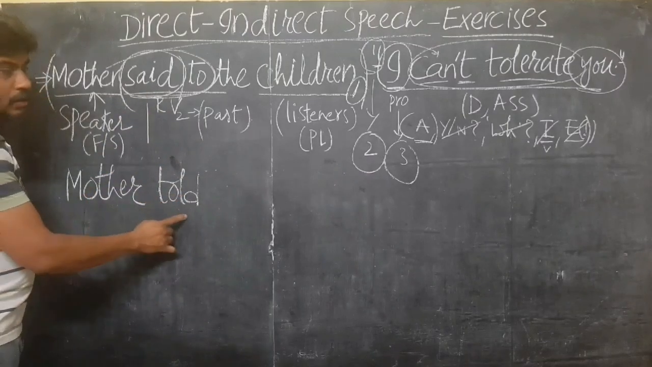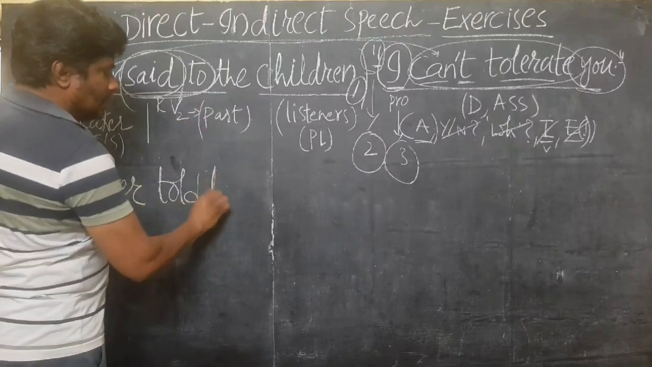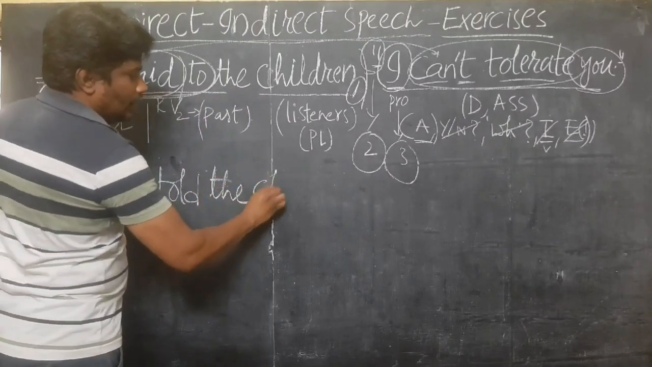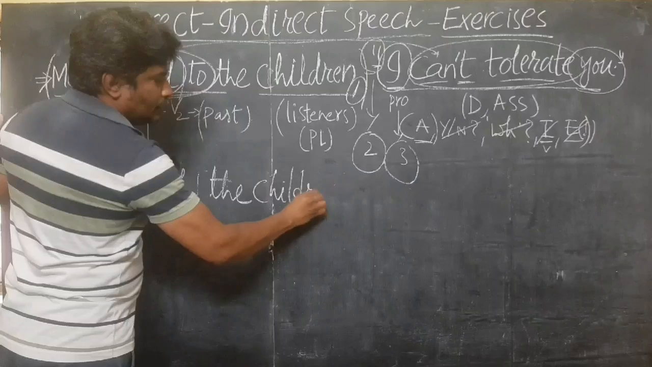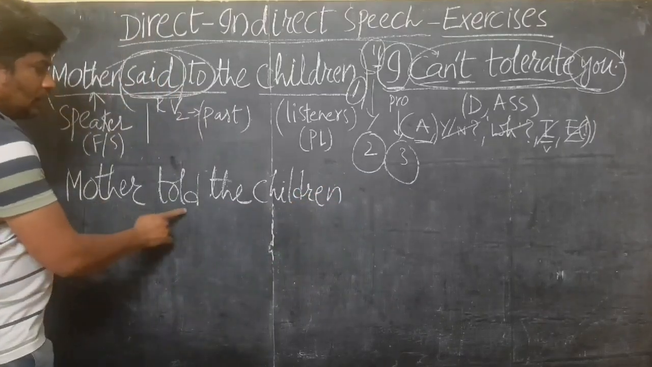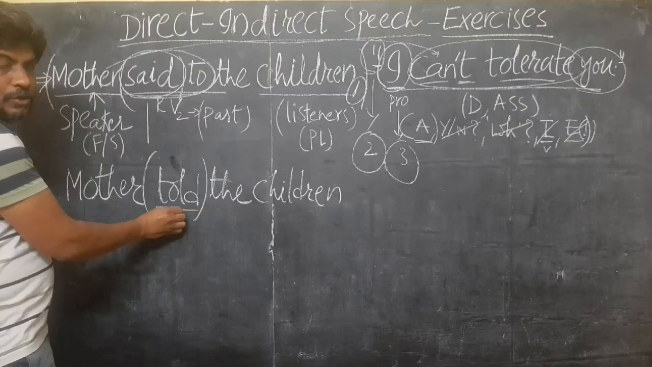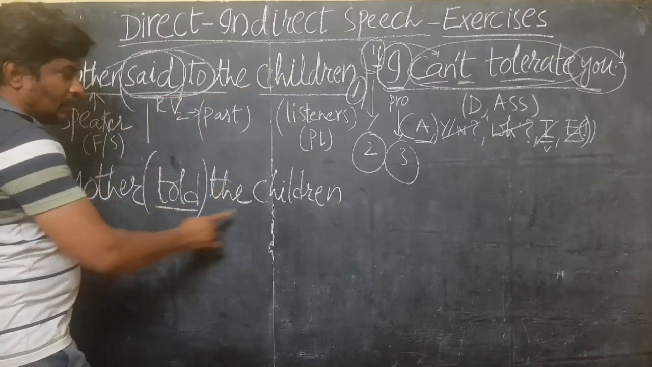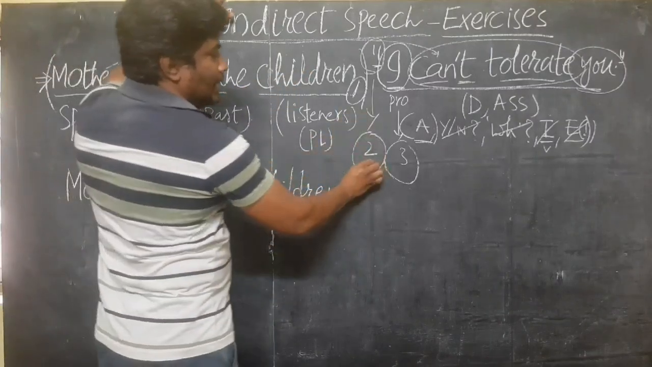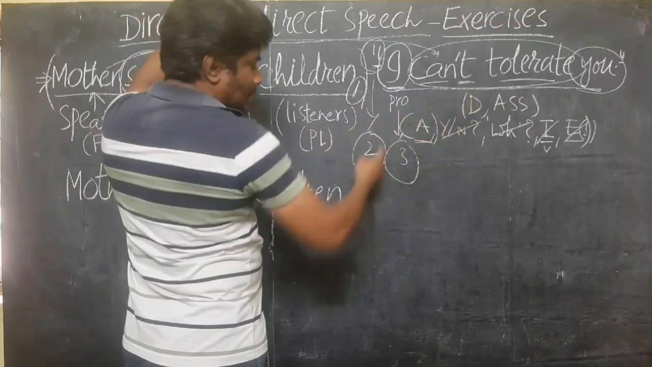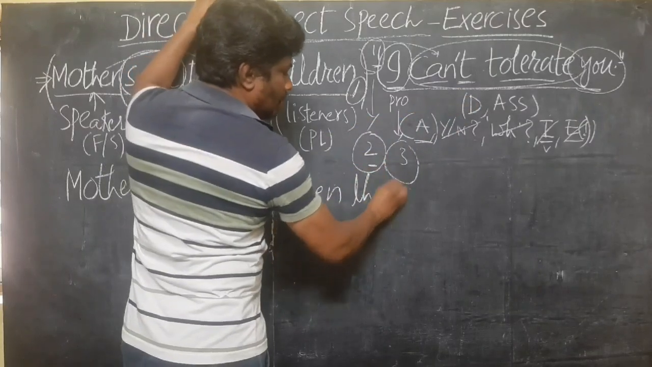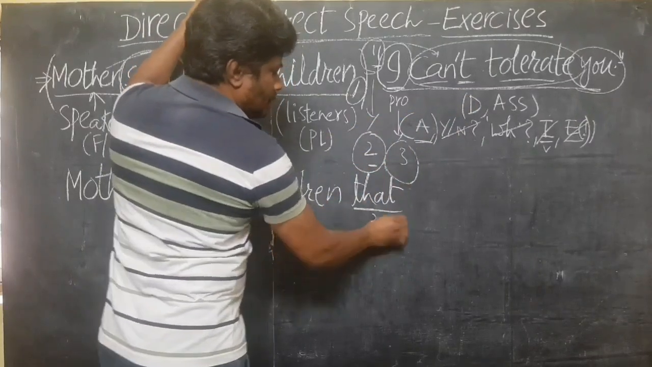Told. Mother told. Now the listener. The children. Listener also doesn't change. Mother told the children. See, change one completed. Said to has become told because the dialogue is assertive. Mother told the children. Now second change. Conjunction. The dialogue is assertive. Here you have to write the conjunction that.